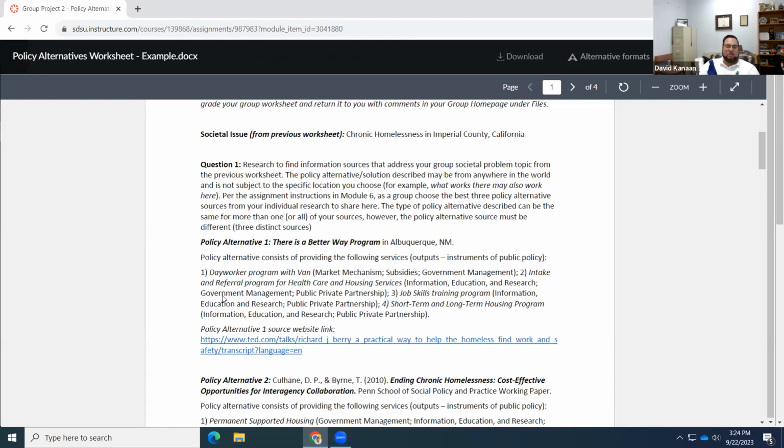So two, intake and referral program for healthcare and housing services. So this is information, education, and research. So it's an intake, it's referral to different services. It's government management in some cases, in that they're hiring the social workers. And it's public-private partnership because a lot of the healthcare and other services and housing services are done with a third party. Three, you have the job skills training program. So information, education, and research, and that's a public-private partnership. And then four, short-term and long-term housing program, that's information, education, and research, and a public-private partnership.